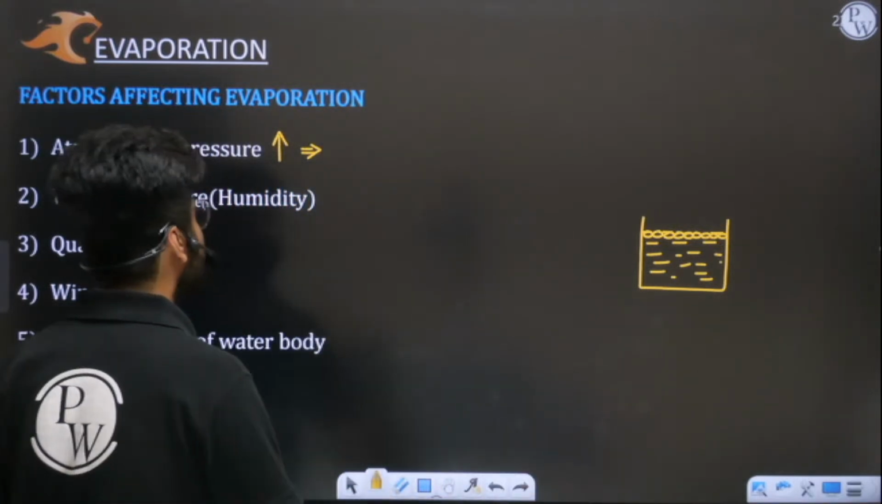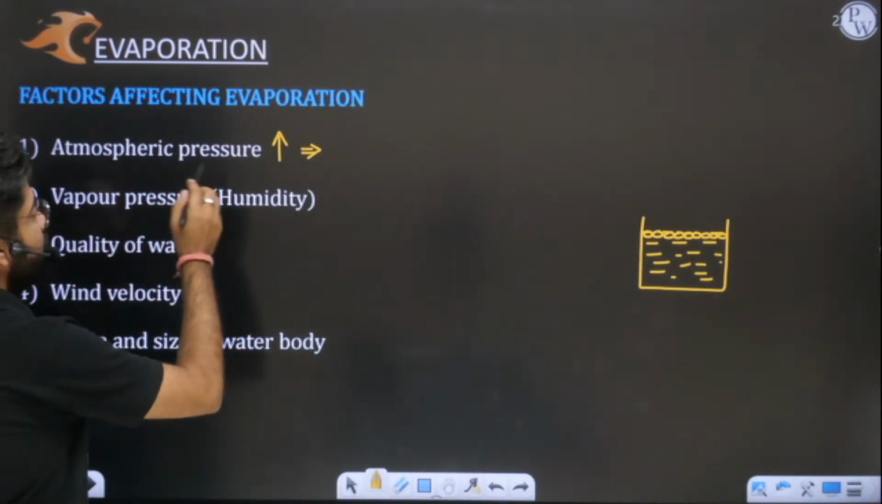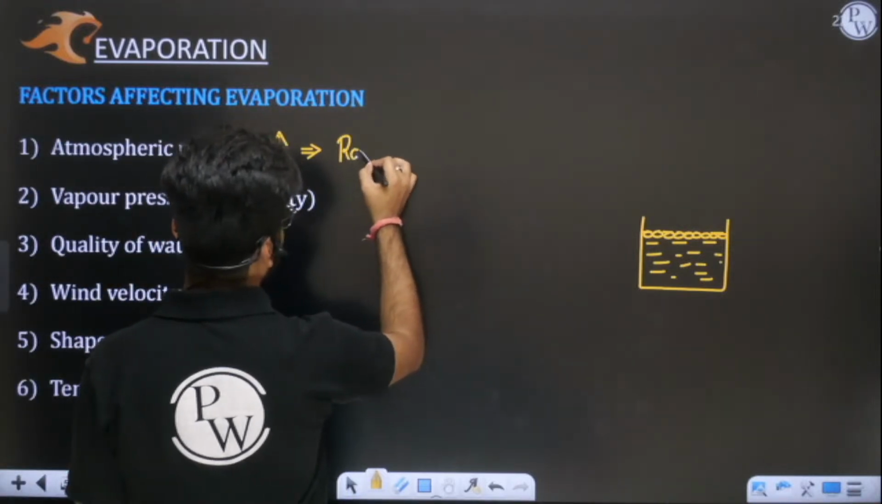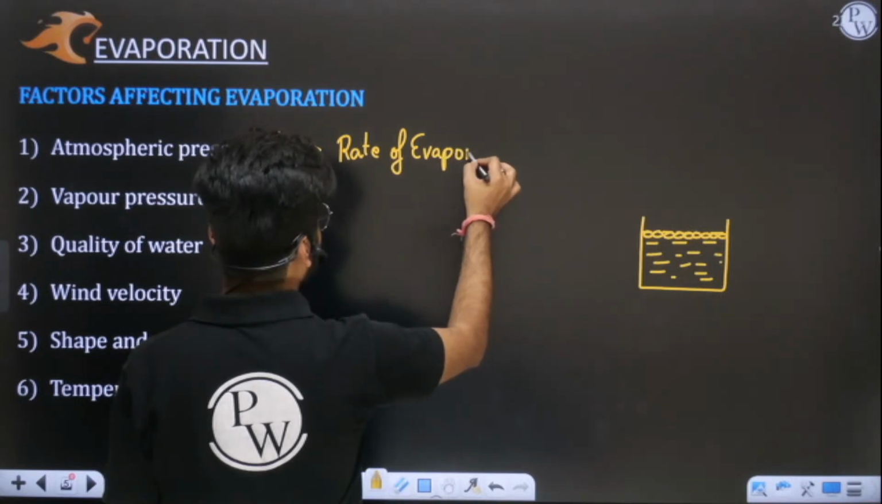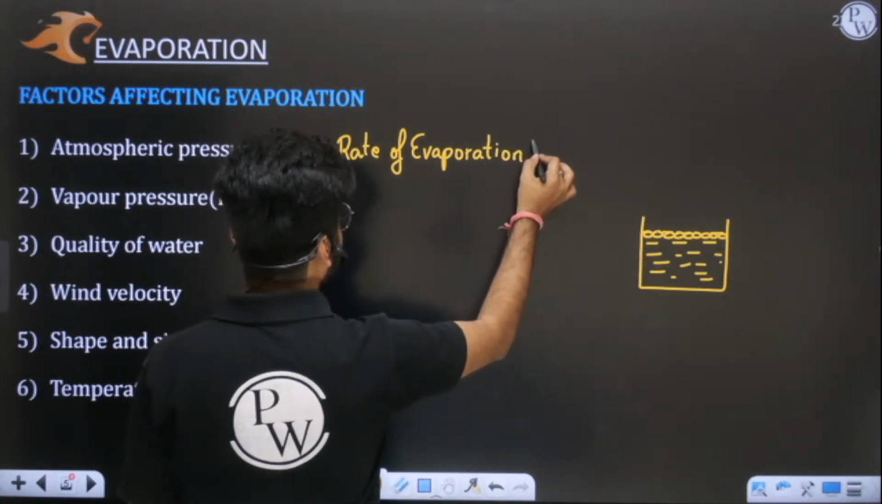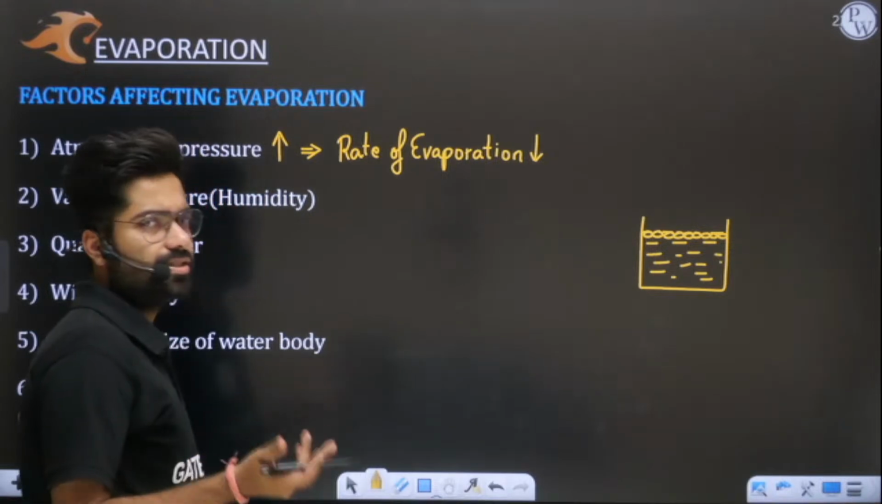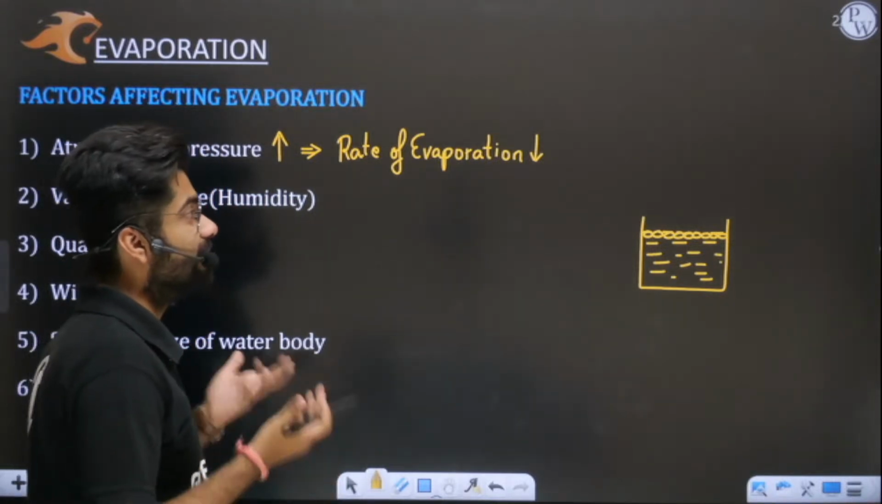Yes or no? So I will say, as atmospheric pressure increases, the rate of evaporation goes down. So this is a simple logic, and vice versa is also true.